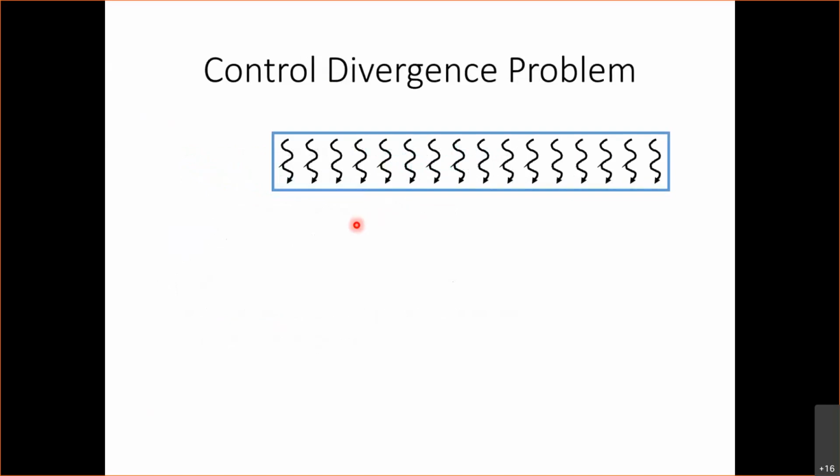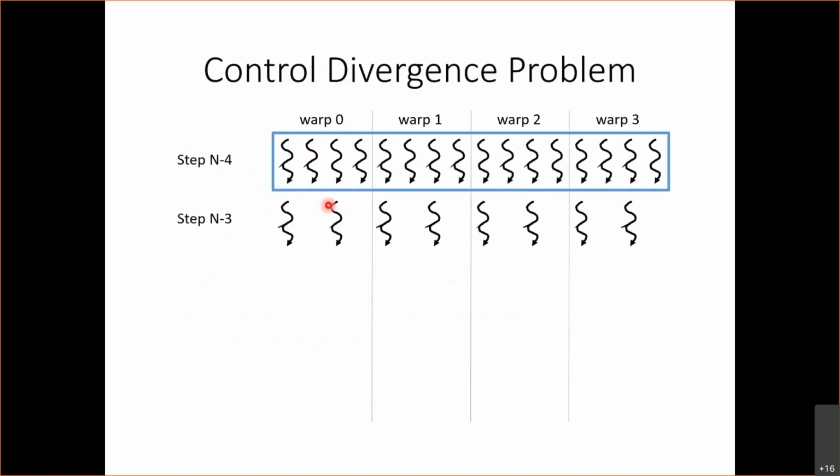In the first iteration, if this was my thread block, my thread block is divided into warps. And in my first iteration, all these threads are active. In the next iteration, half of them drop out, so I have all these threads that are inactive. So now the utilization of my warps is 50%. In the following iteration, more of them drop out.